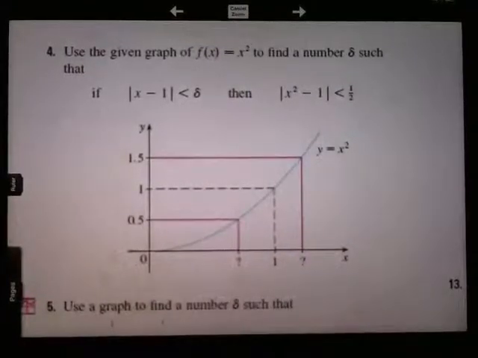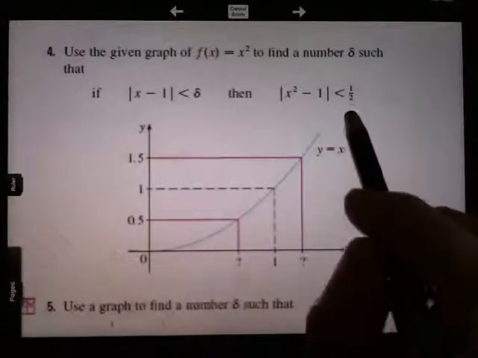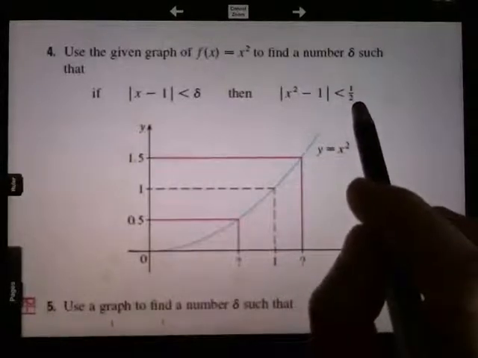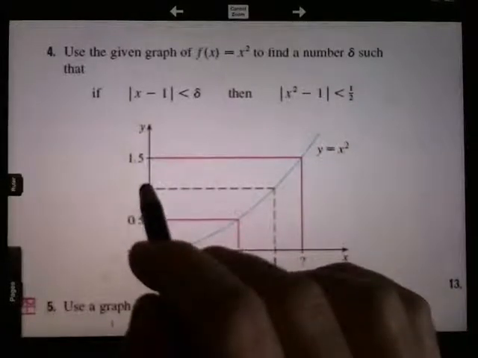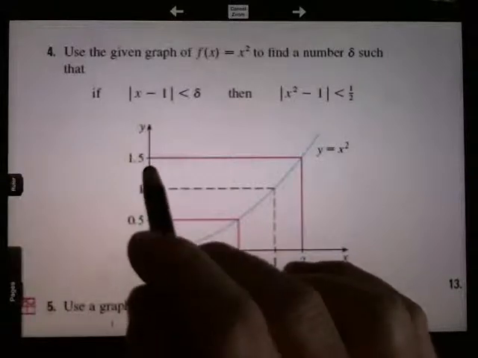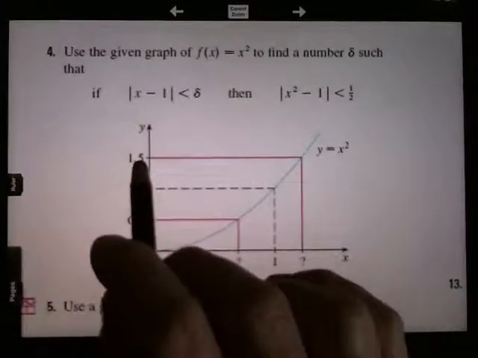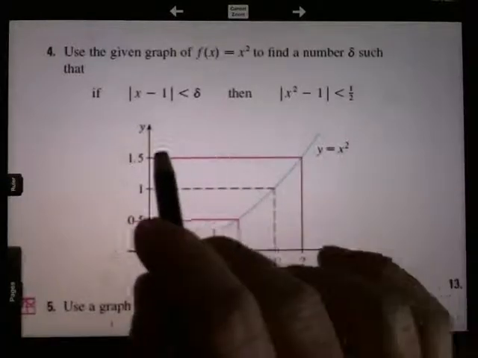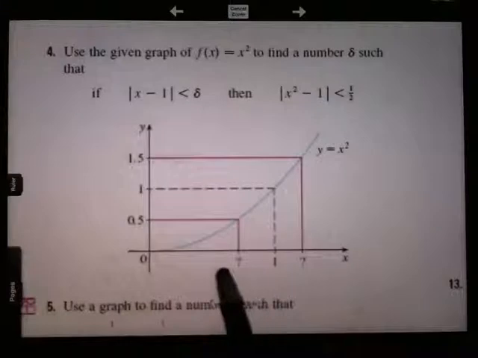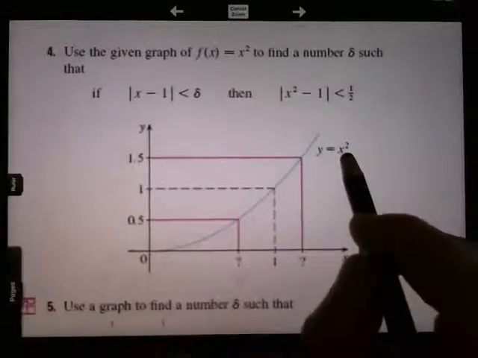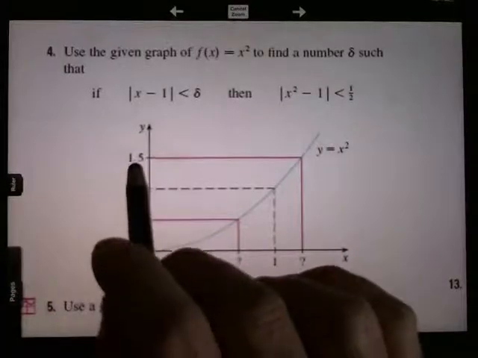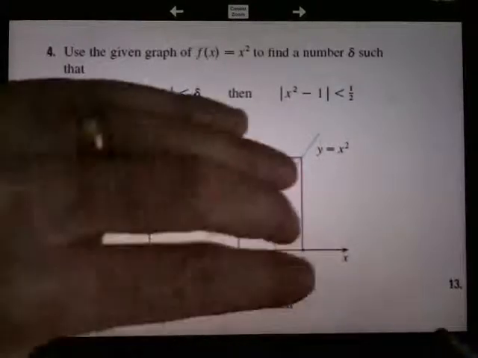But anyway, here's what we have to do. We think the limit is 1, and we're saying take epsilon to be a half. So my range here is from 1 minus a half to 1 plus a half. So I've got 0.5 to 1.5, and what I need to do is find the x values that give me those outputs. Okay, so I'm going to take x squared and set it equal to 0.5, figure out what x is, and I'm going to take x squared and set it equal to 1.5. So I'm going to do that right over here.